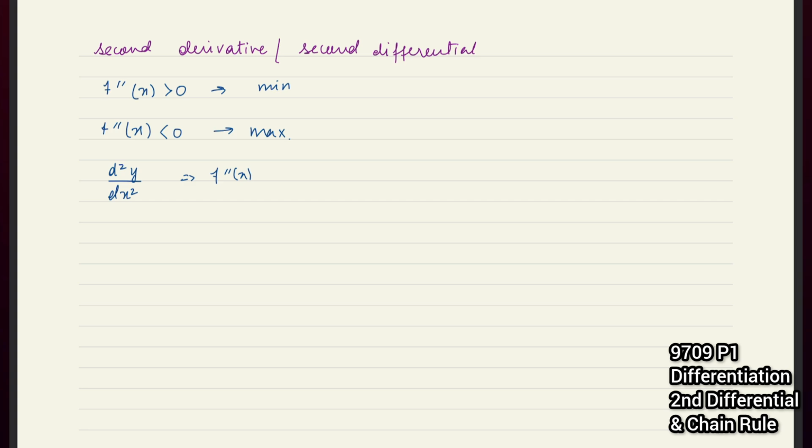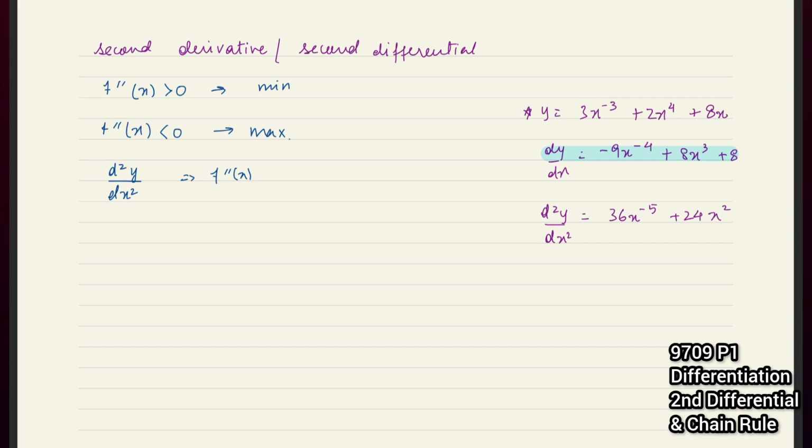How do we find out the second differential? For example, if there is a curve y is equal to 3x to the power minus 3 plus 2x to the power 4 plus 8x. So dy by dx is minus 9x to the power minus 4 plus 8x to the power 3 plus 8. Now for second differential, d square y upon dx square, we differentiate this statement of dy by dx. This becomes 36x to the power minus 5 plus 24x square, and differential of constant is 0.